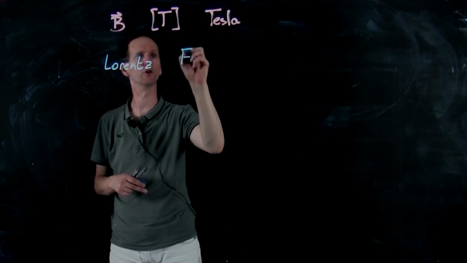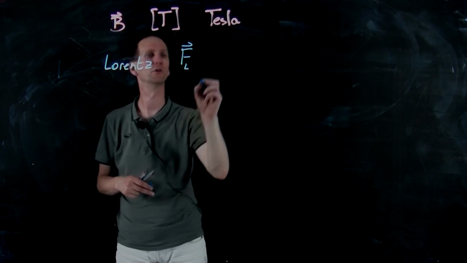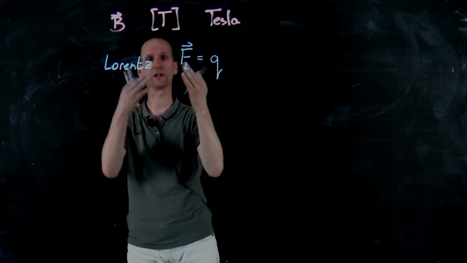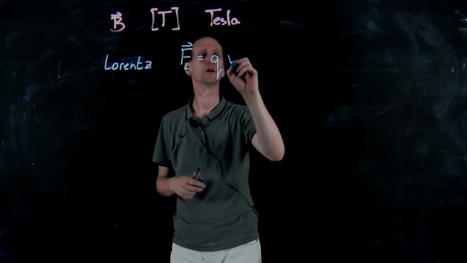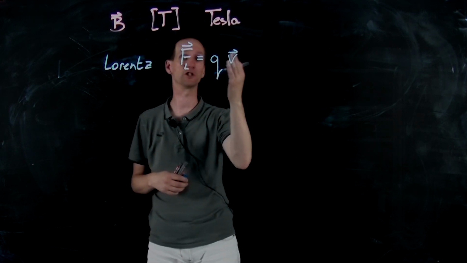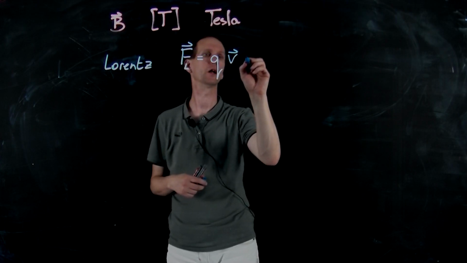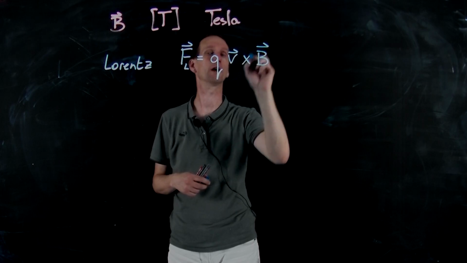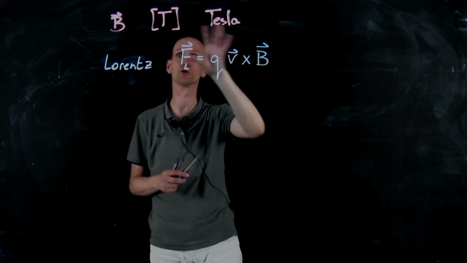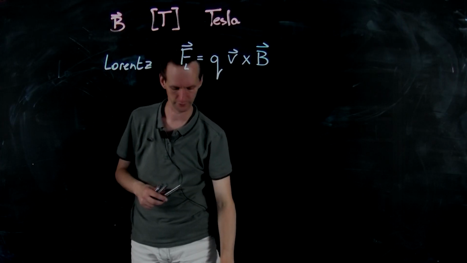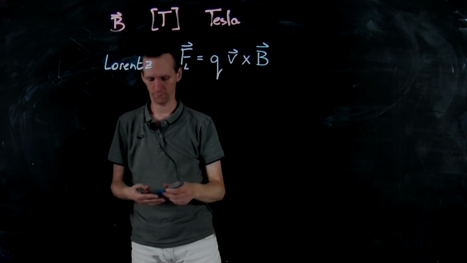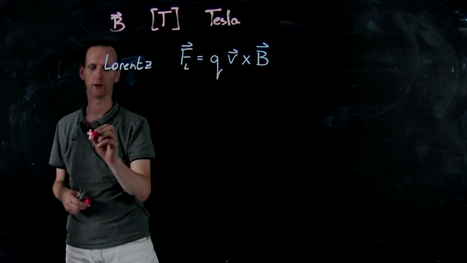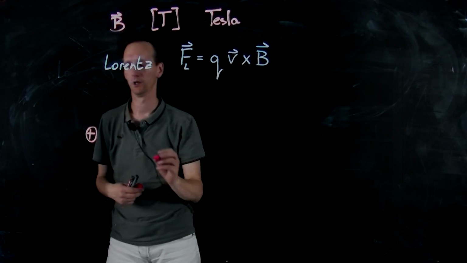And the magnitude of that force, the magnitude and the direction, is given by the magnitude of the charge on which the magnetic field acts, then the velocity of that particle plus its direction, so the vector v, and then the cross product with the magnetic field vector B, which includes the magnitude and the direction of the magnetic field.